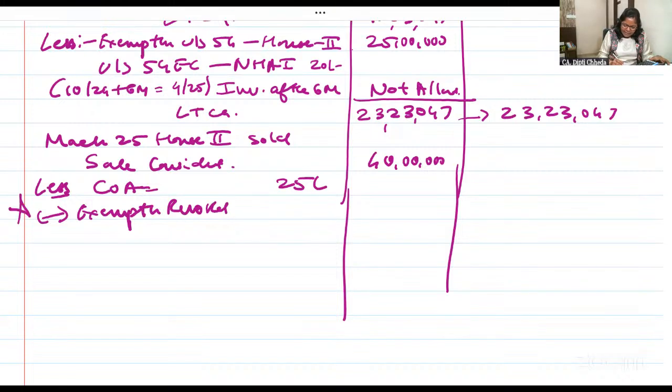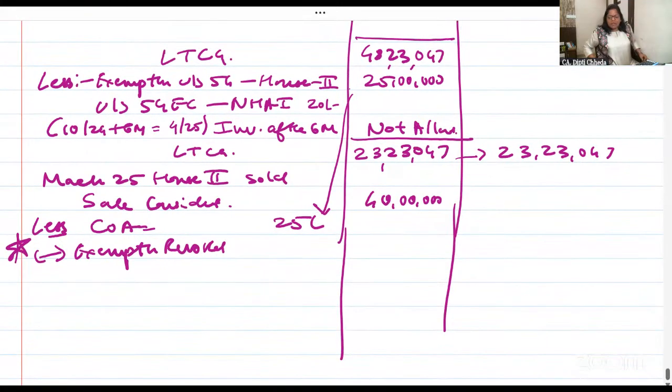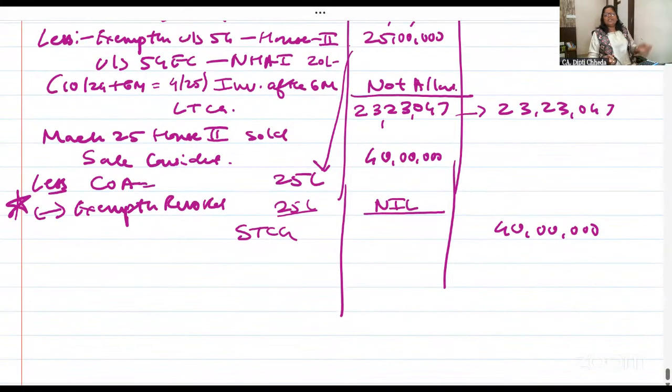Please check my example which I have given after the table. 25 lakhs cost is to be reduced with the exemption revoked. We gave you exemption, na? You were not to sell, but you sold, so reduce it. Ma'am, then the cost will come nil. Yeah. Then this will be taxable as short-term capital gain. Why short-term? Because the second house is purchased and sold within 3 months, January to March.